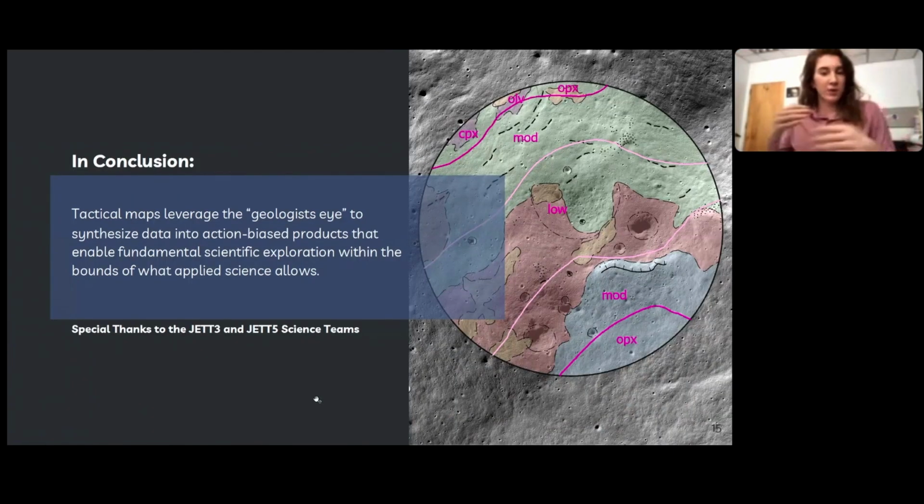So I want to leave with this takeaway that tactical maps leverage the geologist's eye and our interpretation of data to synthesize them into action-biased products, things that are usable by a variety of stakeholders that enable fundamental scientific exploration within the bounds of what applied science allows. We want to go to a new site on the moon. There are limitations based on engineering constraints and crew safety, but we want to maximize our science as best possible. And with that, I'll thank the JET 3 and JET 5 science teams and take questions.